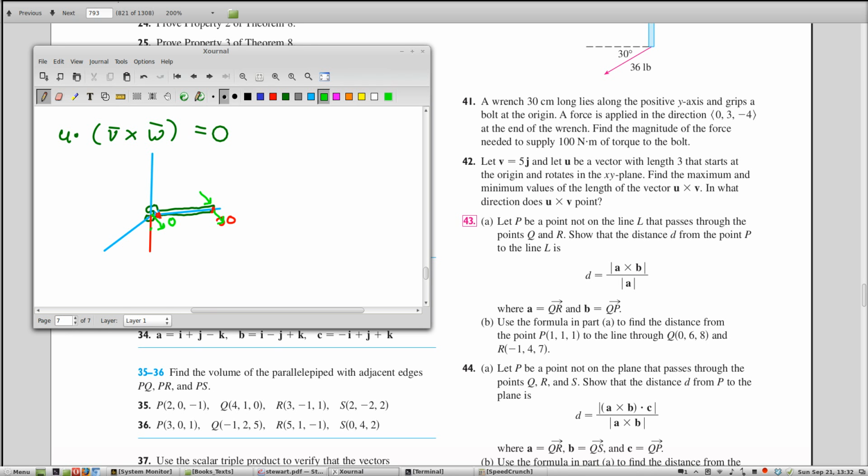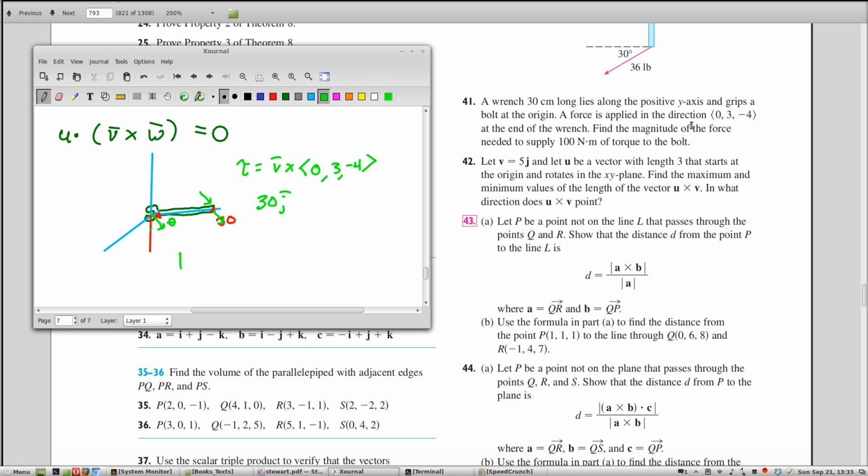So what you need here is this angle between the two, and then the torque, tau, is equal to the vector v, which in this case is just 30 times j, crossed with the force, which in this case is 0, 3, minus 4. What they're asking for is probably the magnitude of the torque, right? Find the magnitude of the force needed to supply that much torque.